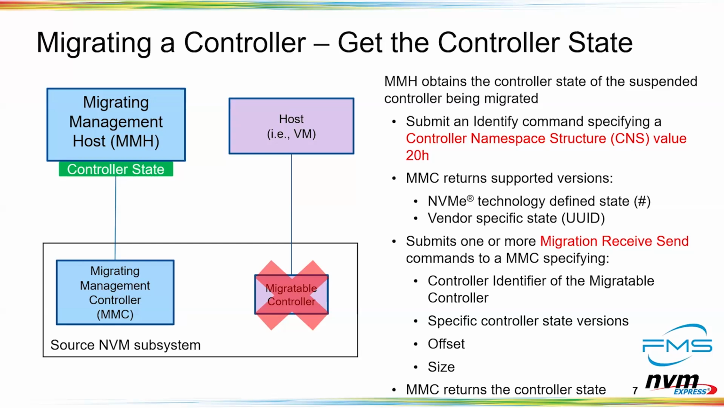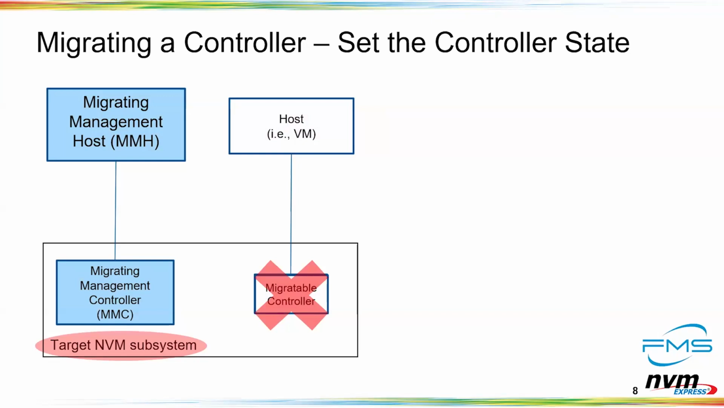Once that MMH has all of the controller state and the controller is suspended, now we can deal with the target NVM subsystem. Now, the target NVM subsystem could be a completely different SSD, could be on a different server. We're agnostic about what type of controllers and where we're going to migrate to. You just get to migrate to any migratable controller. But it is the host's responsibility that if it's dealing with a different platform, that it has to send the controller state from one server to the next.